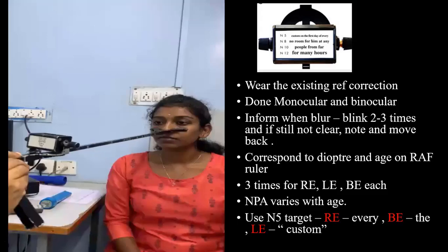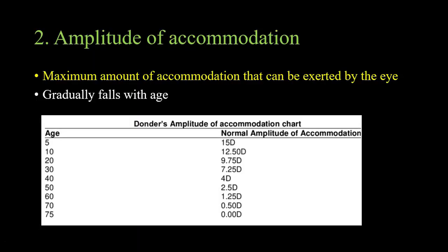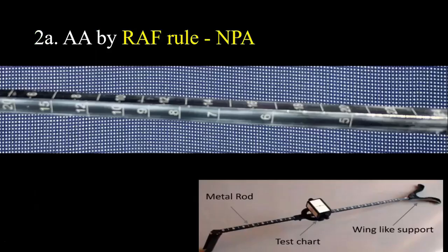So next is amplitude of accommodation. The maximum amount of accommodation that an eye can exert is called the amplitude of accommodation. It gradually falls with age. There are many ways of recording the amplitude of accommodation. First, by RAF ruler, if we can find out the near point of accommodation, which is in centimeters, we can correlate it with the dioptric availability, which is there on the other side of the RAF ruler also.